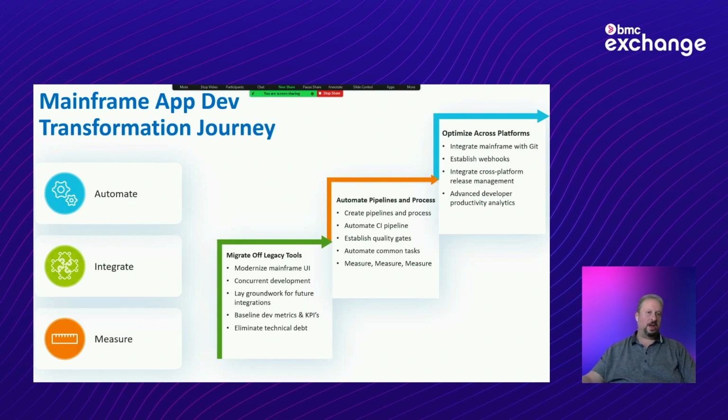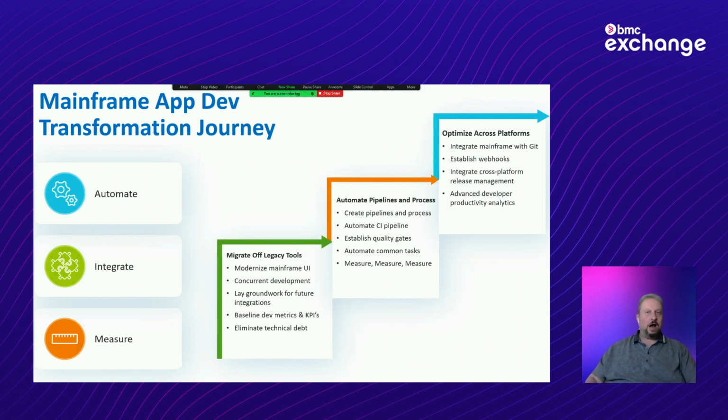So automate, integrate, and measure. Those are the three things that you should be looking at. There is no reason on your mainframe that you cannot have all of the sophistication, if not more, than what is happening on the distributed side. And all of those things that the distributed developers have been enjoying for the last however many decades can now be had on the mainframe. And the organization that I work for, we did it. I'm here to tell you, having lived it, it absolutely did.